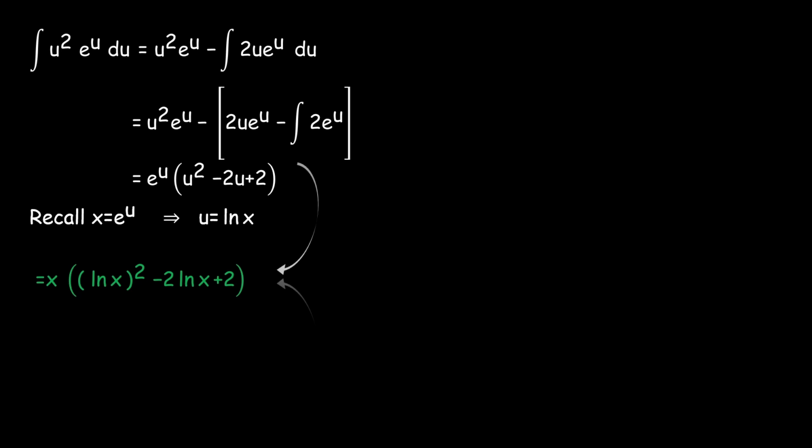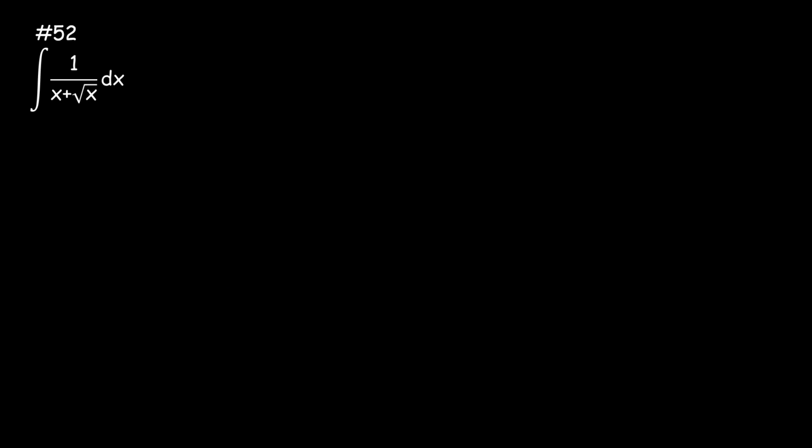Okay, question 52. We have the integral of 1 over x plus square root of x. So first we're going to let u squared be equal to x. And if u squared is x, that means the square root of x would just be u. In that case, dx by du would be 2u.